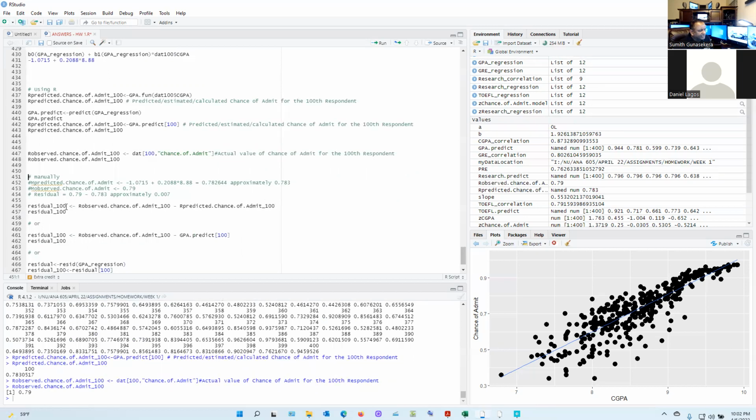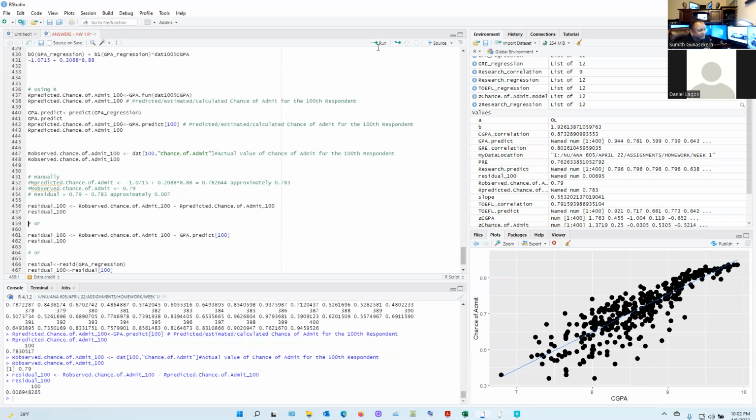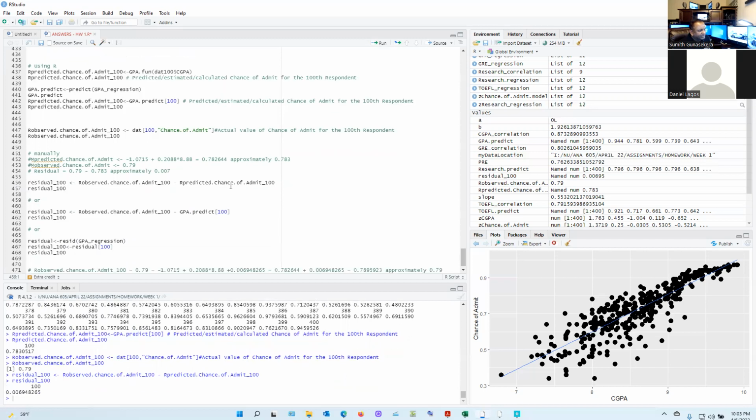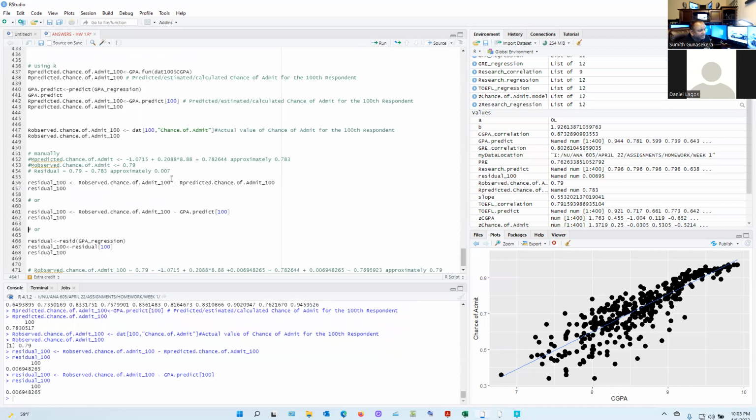See, residual of the 100%. The observed chance of admit of the 100% minus the predicted chance of admit of the 100%. That difference is given by the residual of 100, which is 0.006. Or you can go to the observed chance of admit of the 100, or GPA predict and 100. The observed one is already here. You go to GPA predict, pick the 100%, and take the difference. That's the same thing.